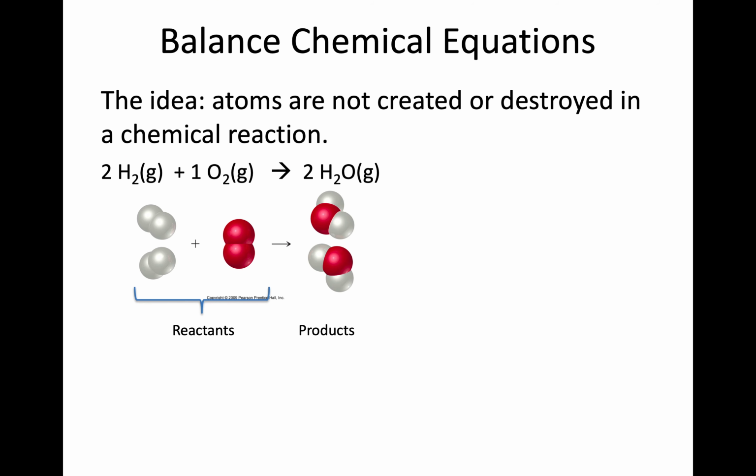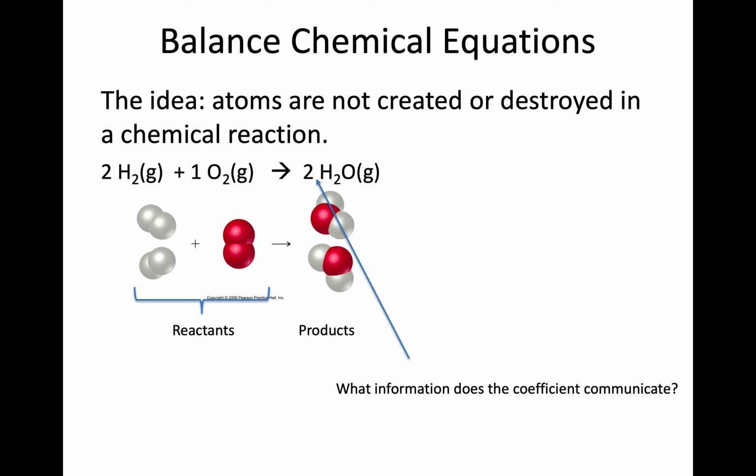The idea for balancing a chemical equation is simple. Atoms are not created or destroyed in a chemical reaction, so the total number that we have as the reactants must equal the total number of atoms that we have as the products. We can describe that in different ways. It could show what the particles are doing, molecules of H2 gas combining with a molecule of O2 gas to form H2O, or it could be given within the chemical formula.